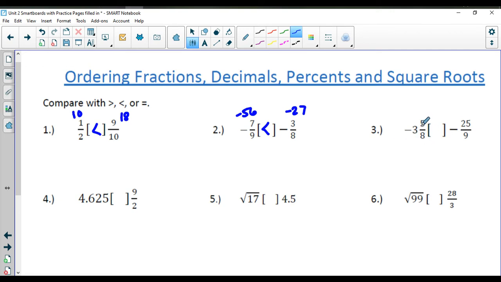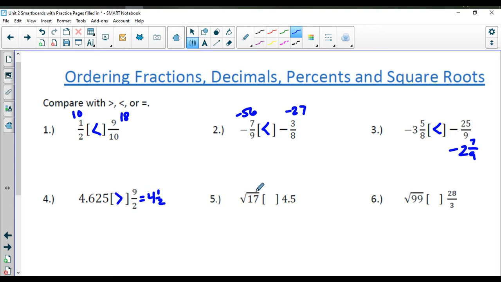In number 3, I have negative 3 and 5/8, and I went ahead and actually converted this over to an improper fraction because 9 goes into 25 twice with 7/9 remaining. So this one, the negative 3 is less than the negative 2. 4.625 compared to 9/2. This is going to be 4.5. So this one's larger.